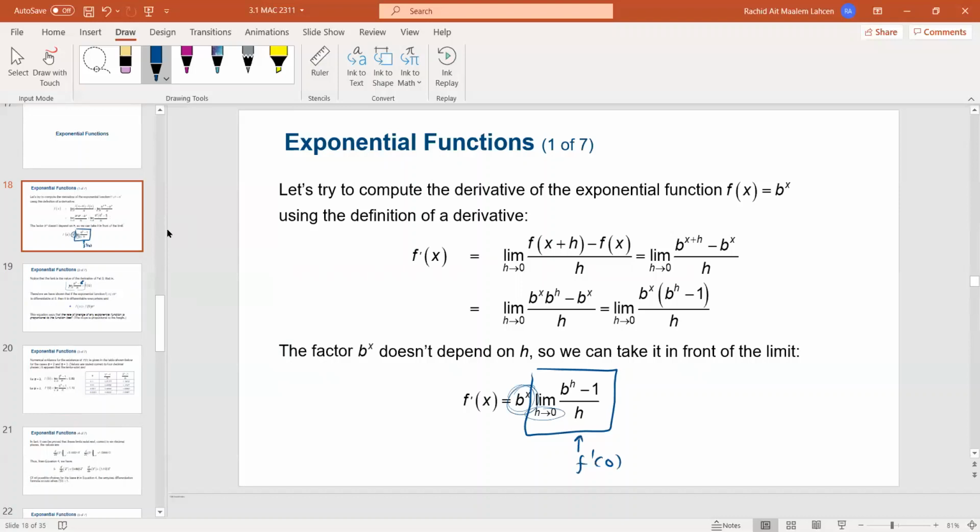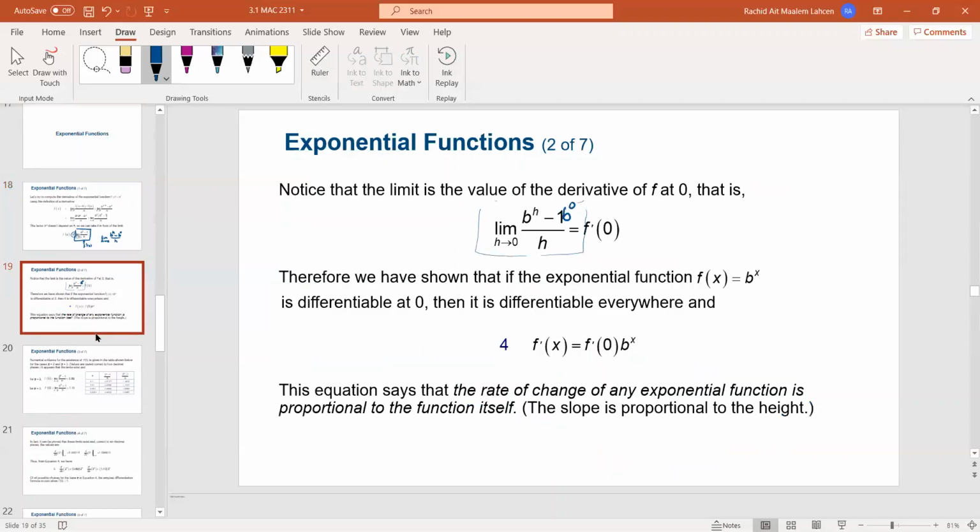So the mathematicians investigate and find out that this thing is, of course, f prime of 0. And so this formula here becomes this number 4. The derivative is f prime of 0 times bx.